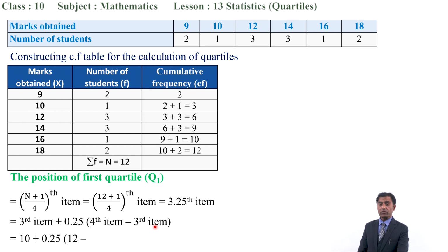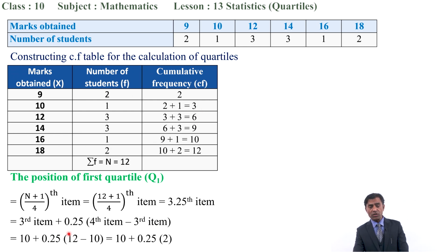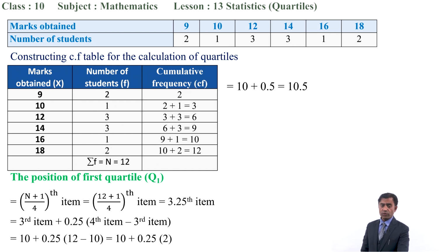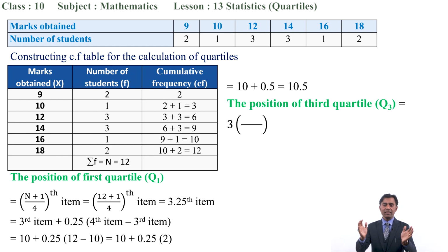So the third item is 10, plus 0.25 times the fourth item, which is 12, minus the third item, which is 10. So 12 minus 10 is 2, multiplied by 0.25, so this is equal to 10 plus 0.5, which is equal to 10.5. So we find the first quartile.